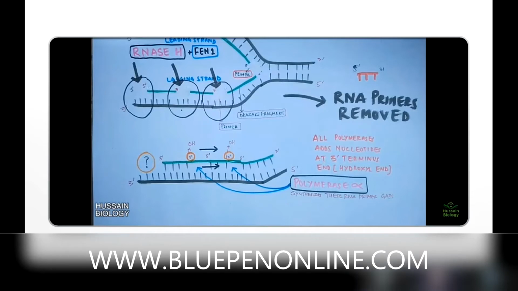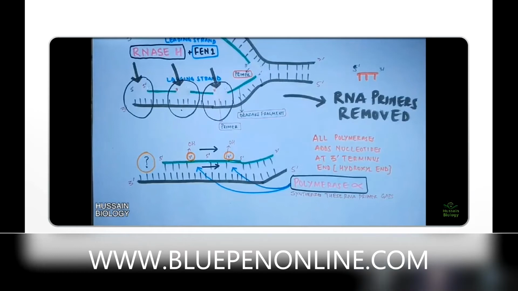There are 3 gaps. Primer gap 1, 2, 3. At the first primer gap, Okazaki fragment synthesis occurs. First Okazaki fragment 5 prime to 3 prime, then 5 prime to 3 prime. So here the end is 3 prime. Here the end is 3 prime. What about this end? I cannot see where you are pointing, which end I do not understand. You cannot see the arrow.